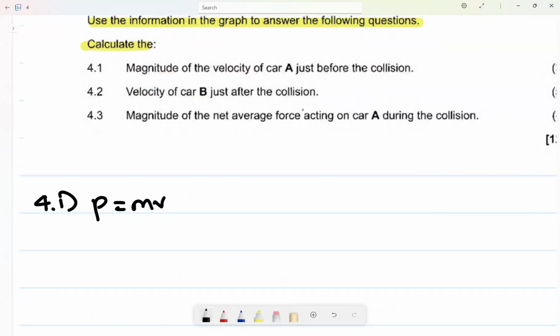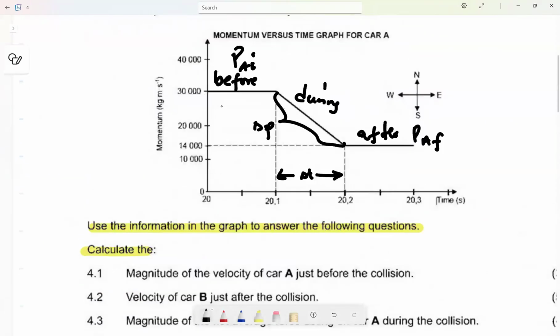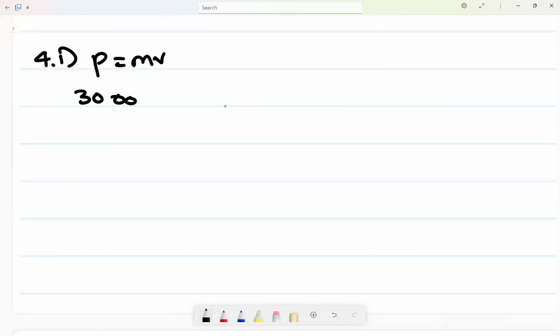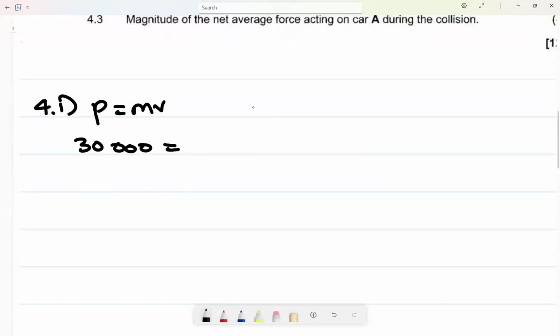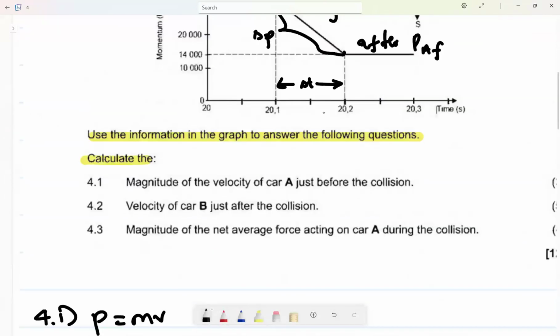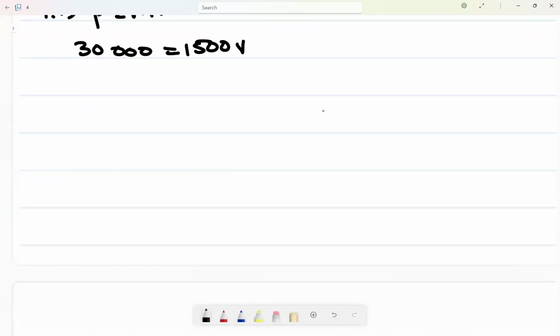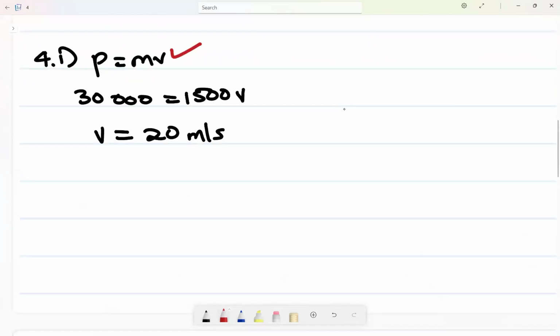What is their momentum before? It is 30,000. Remember, calculating for A, the mass of A is 1,500. Then we want v. So 30,000 divided by 1,500. I get something like 20, but let me just confirm. Yes, I get 20 meters per second. Then you are done. They wanted the magnitude. In case they wanted the direction, we're going to say east because it is positive.